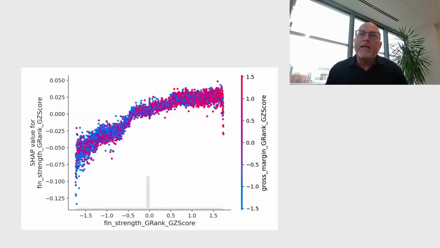And then on top of that, you can see how the other factor, which we put there for interaction purposes, interfaces with that. It's that concept I was talking about before, where if you simultaneously have very bad net debt and poor financial strength, then the model is going to punish you very severely for that.